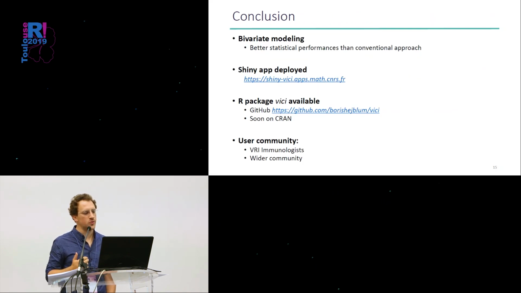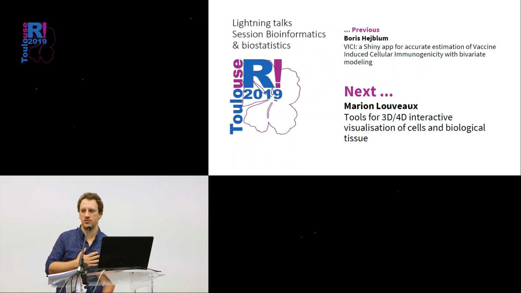So in conclusion, we propose an improved statistical model for analyzing ICS data. We have implemented a Shiny app, which is still under development, but it's deployed and available as is. It's available also as an R package on GitHub, and it's going to be on CRAN soon as we reach stable. Thank you.